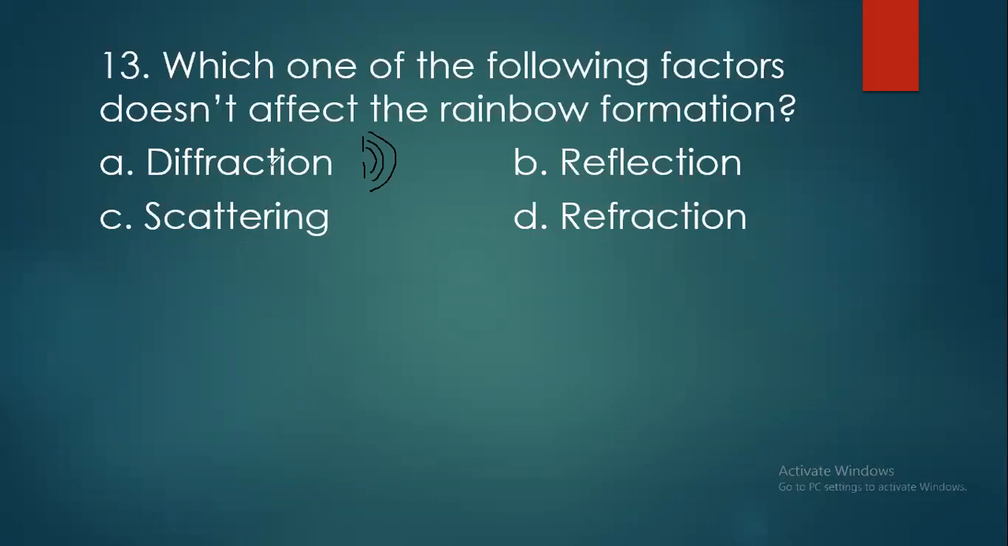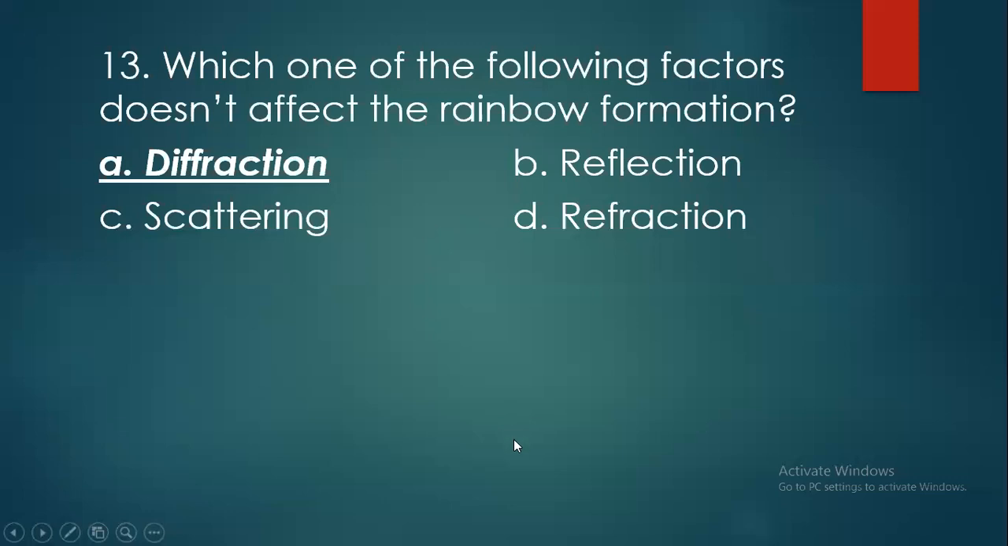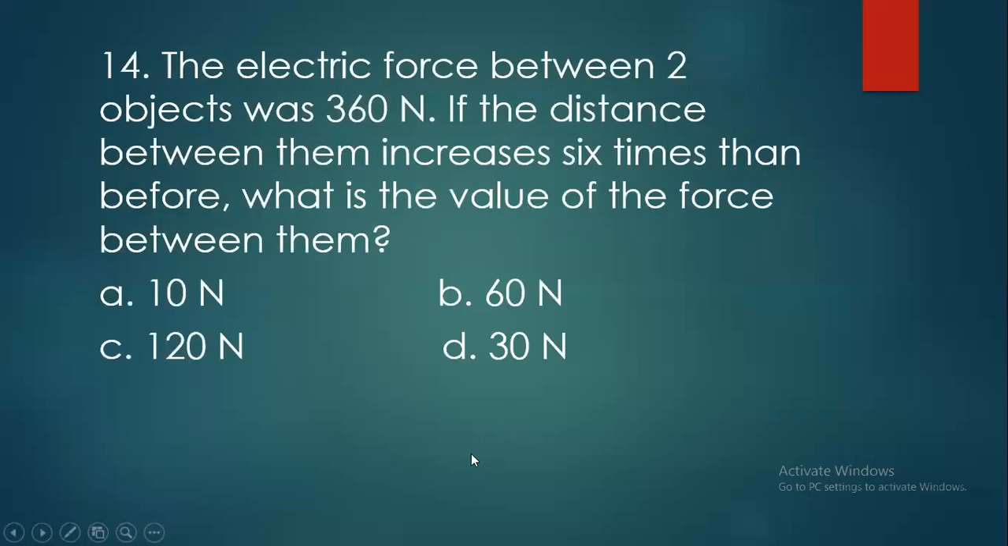Actually, the only option here that has nothing to do with the rainbow formation by any means is diffraction, right? Whether it is reflection, refraction, or scattering, the three of them can participate in the formation of a rainbow, by any means. But diffraction has nothing to do with the formation of a rainbow. So this is the answer.